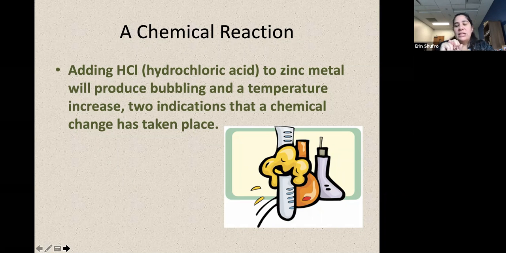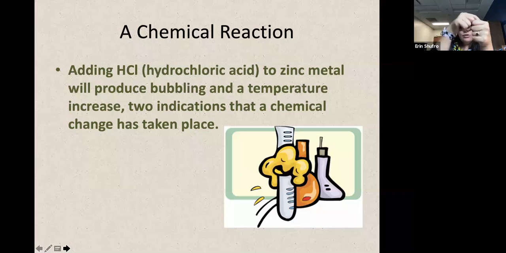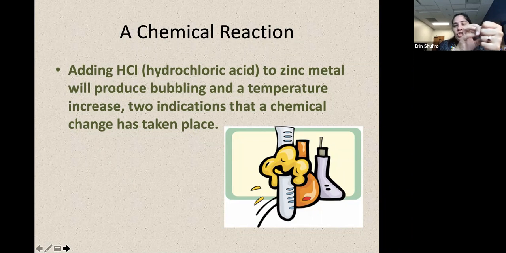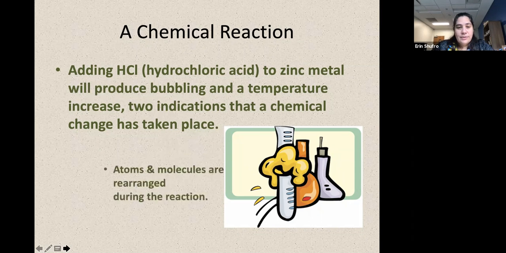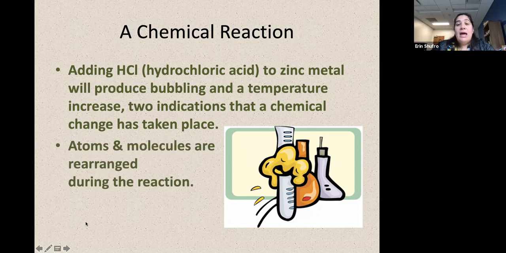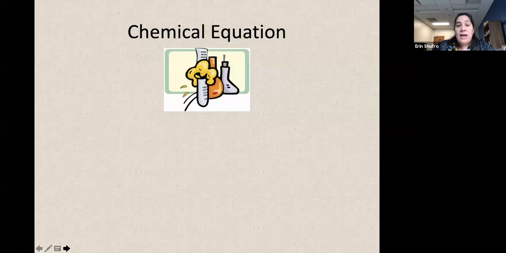Okay, and those are our two indications that we have a chemical reaction occurring, because you don't have to put a flame under the test tube for the bubbling to occur, right? The second you drop that metal in, the bubbling starts, right? That's not boiling. That is an actual reaction between the zinc metal and the hydrochloric acid, and the beaker gets hot without you putting, again, any heat into it. And again, that's because part of this reaction's products is heat. So again, keep in mind that we're talking about atoms and molecules being rearranged during the reaction.